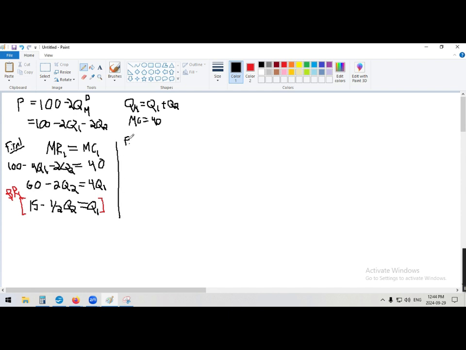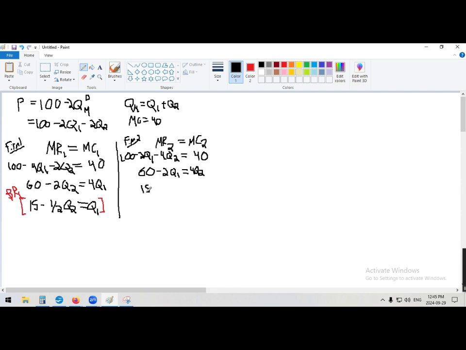And now we can do the same thing for firm 2. So here we have marginal revenue of 2 equals marginal cost of 2. And a lot of stuff will be similar here. So the marginal cost is the same. It's 40. And the marginal revenue for firm 2, we just have to double their slope instead of for firm 1. So we're going to have 100 minus 2Q1 and then minus 4Q2 here for the doubling. So we get 60 minus 2Q1 is 4Q2. So you can see it's very similar to the other equation here.